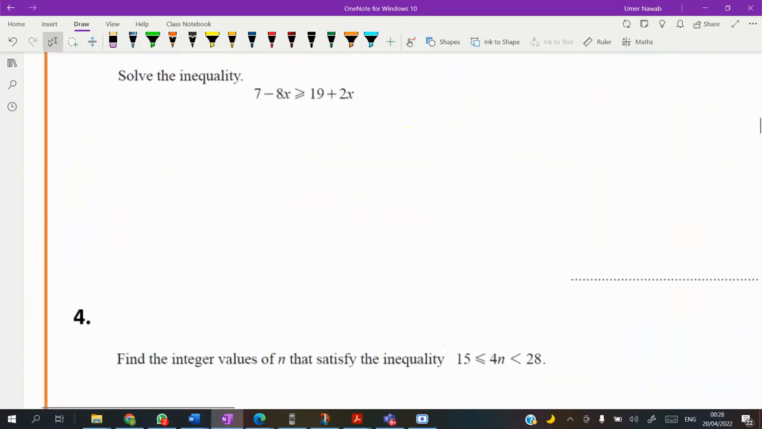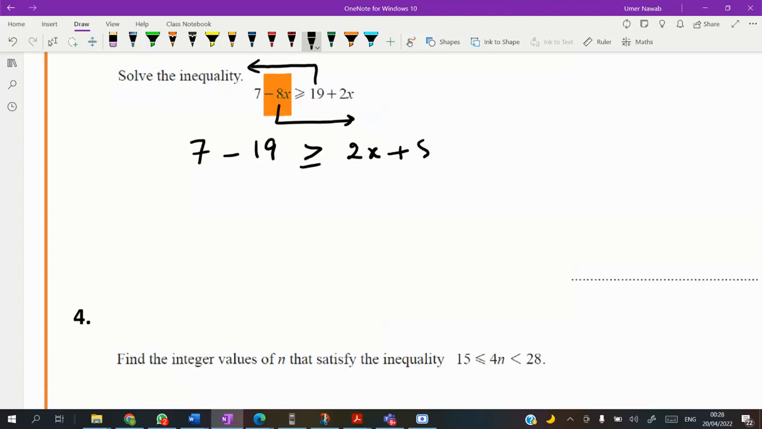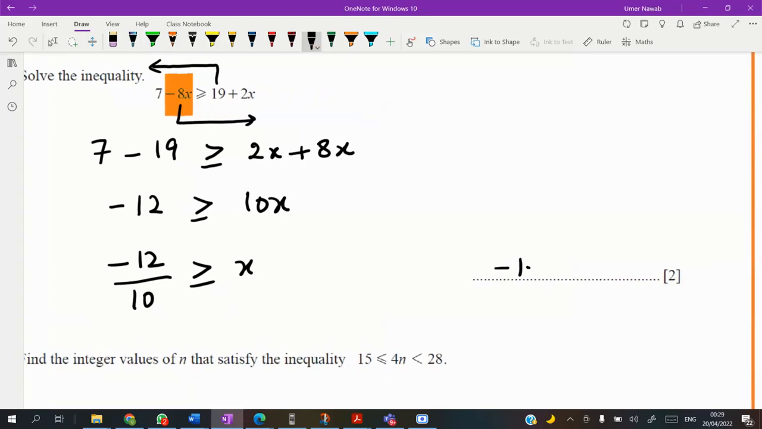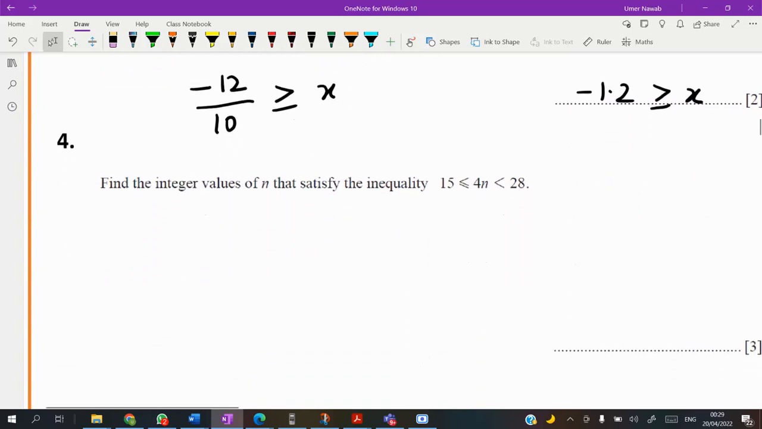Question number 3. Remember that we want to make x the subject, and the x term must be positive. So minus 8x will be sent to the right and 19 to the left. So 7 minus 19 is greater than or equal to 2x plus 8x, and 7 minus 19 is minus 12, greater than or equal to 10x. So minus 12 divided by 10 is greater than or equal to x. So minus 1.2 is greater than or equal to x. That's the solution of this inequality.